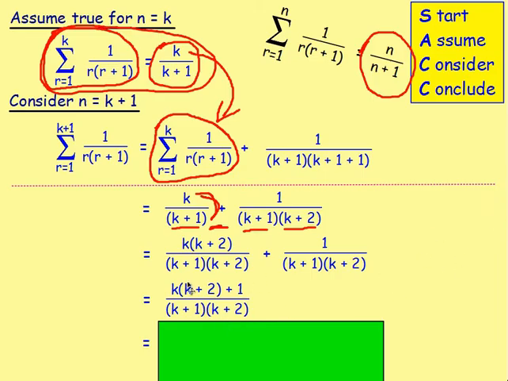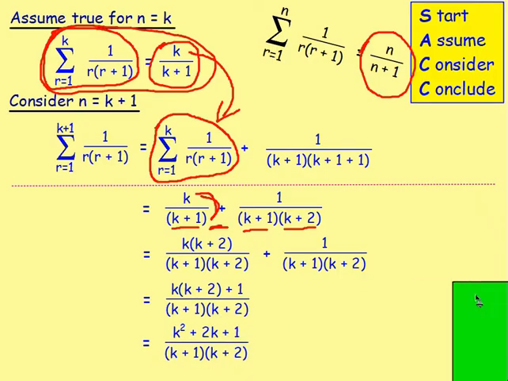Make sure whatever you do, you do not cancel out the k plus 2. That will not work because that's no longer k plus 2. You're multiplying it by k and then you're adding on 1, so you cannot just cancel. Multiply out the brackets, that will give you k squared plus 2k plus 1 over the k plus 1, k plus 2. And then from there, does anybody see what you do after that?